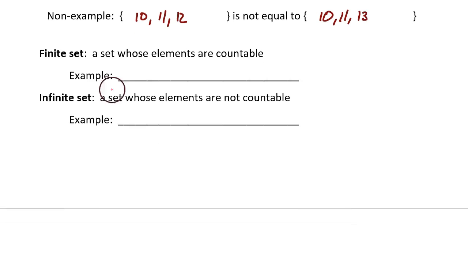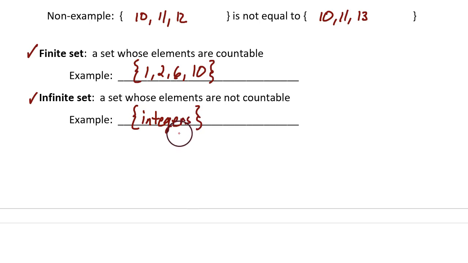Next vocab words are finite set and infinite set. A finite set is a set whose elements are countable. As an example, this is a finite set. It has only those 4 elements. Here's an example of an infinite set, the set of integers.